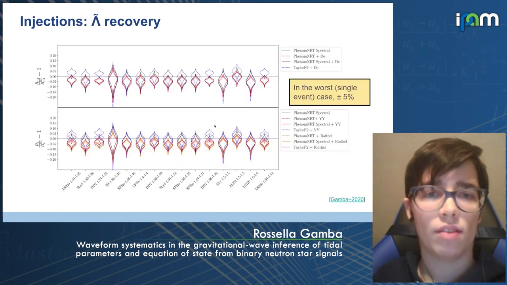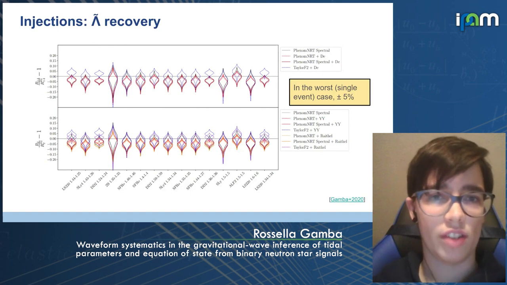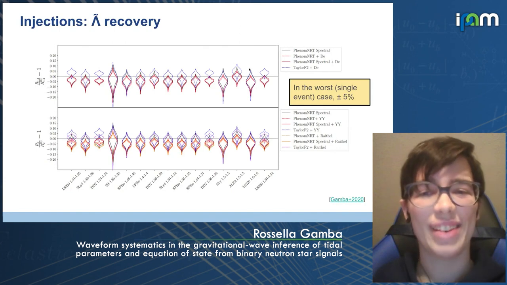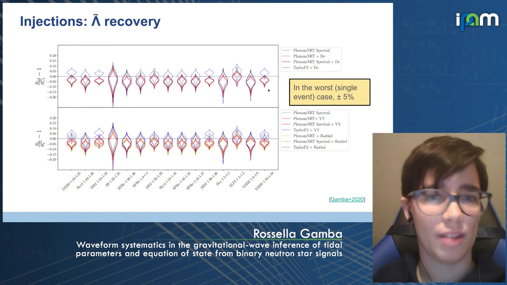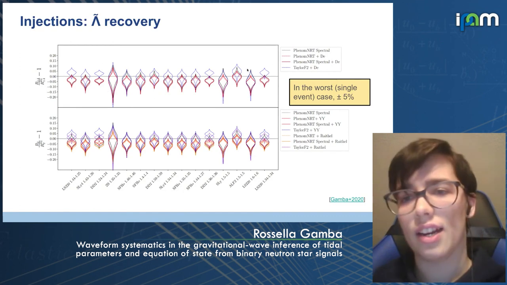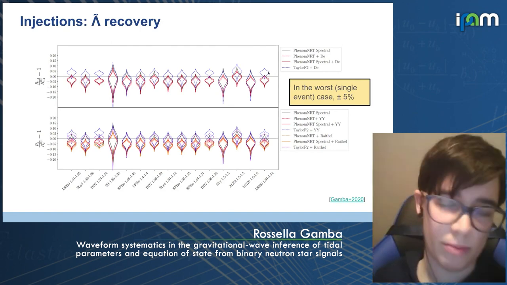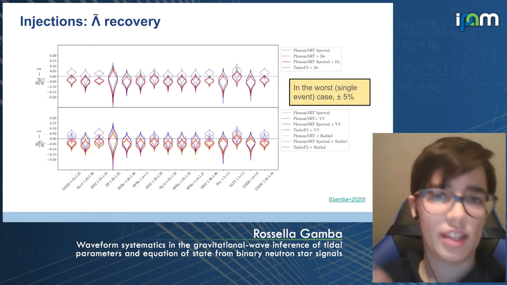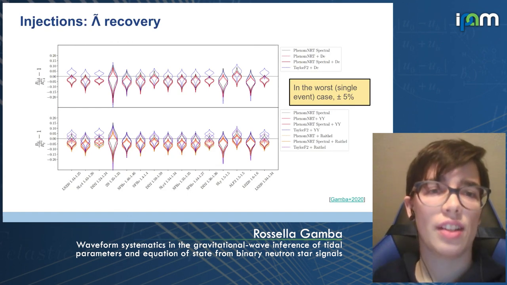And you can then map these tidal distributions into radii by using quasi-universal relations or spectral parameterization. And when you do, you realize that in the worst single event case, which would be maybe this one or that one, the difference is about plus 5% for Taylor, minus 5% for phenom. So a total error in the single event case of 10%, which is pretty bad. It's like 1 kilometer, it's not great.